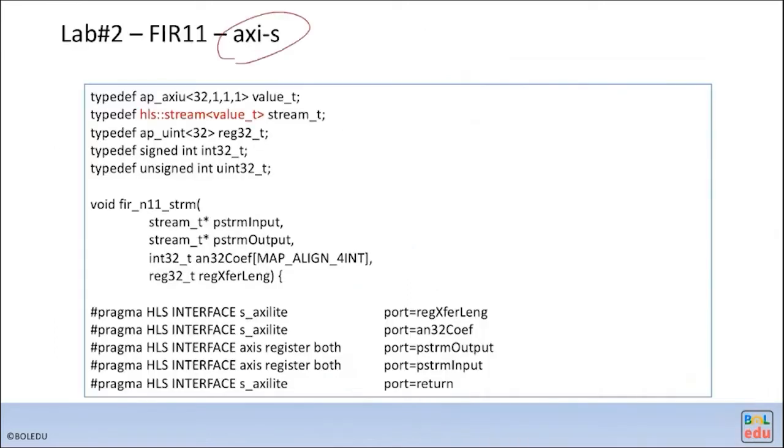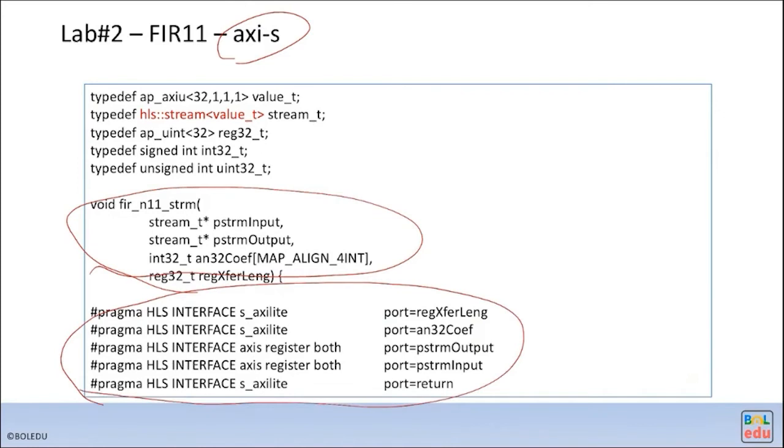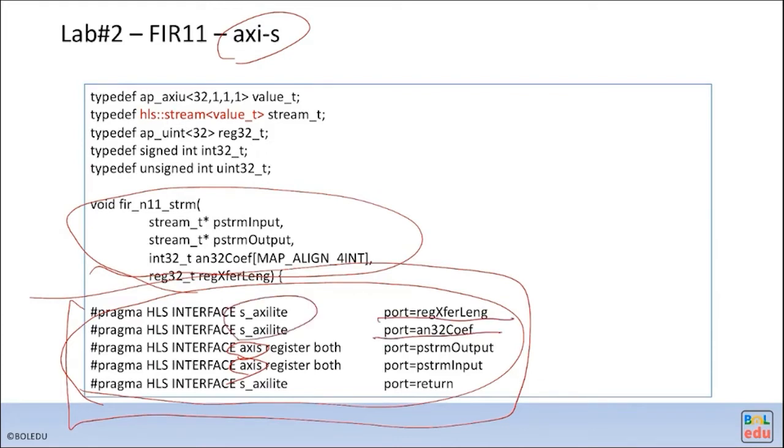Okay, let's look at an example using AXI stream. Another example using the same code. However, we want the input and output to use a different way to access system memory. Here we are using the stream. Okay, this is how you define it. You set the transfer length and coefficient, they are all AXI Lite. So these two are the same as before. However, the input and output right now are not using AXI master, they are using AXI stream.